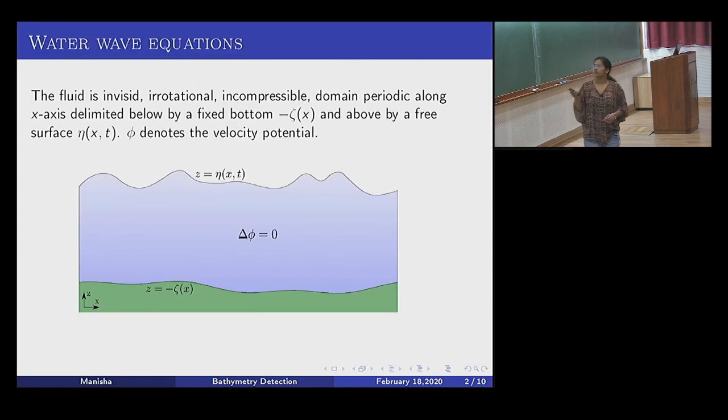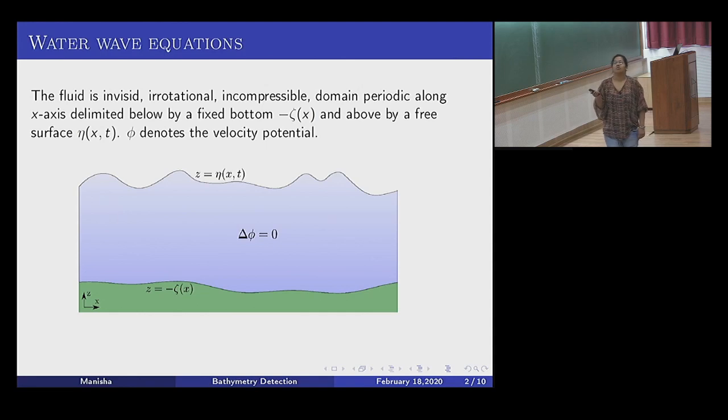The system is the water wave equation. The assumptions go like this: the fluid is inviscid, irrotational, incompressible. The domain is periodic along the x-axis, and the bottom boundary is a time-independent function, let's say zeta. The top surface is a free surface, let's say eta. Phi is the velocity potential, which means that grad of phi is the velocity at each point. So this is all in words.